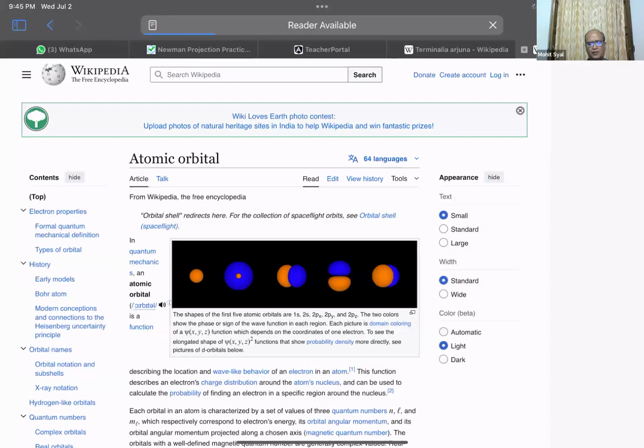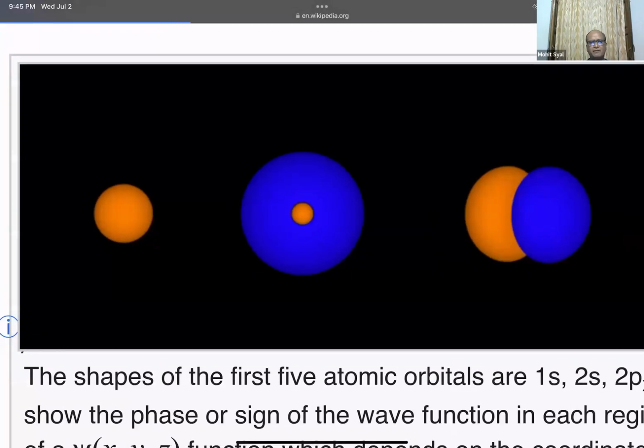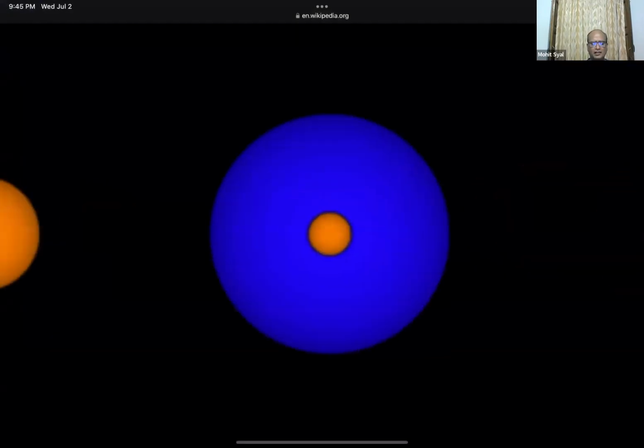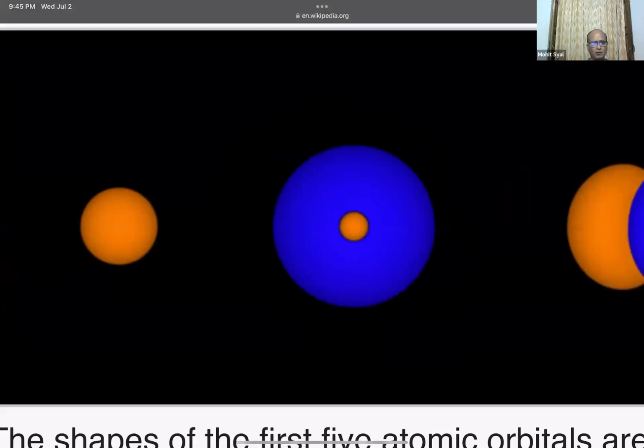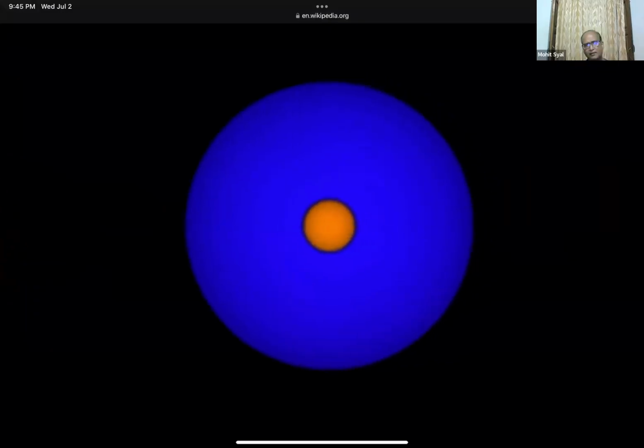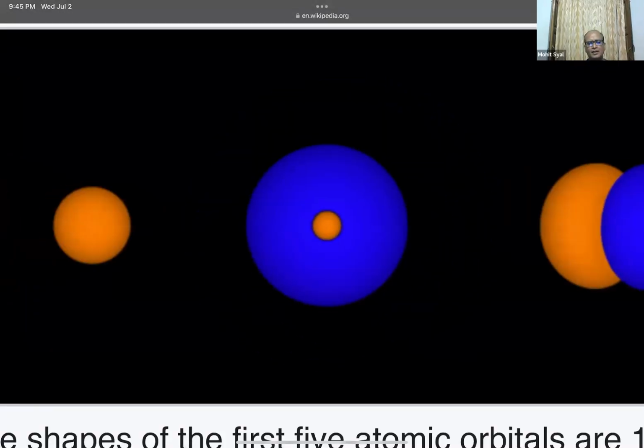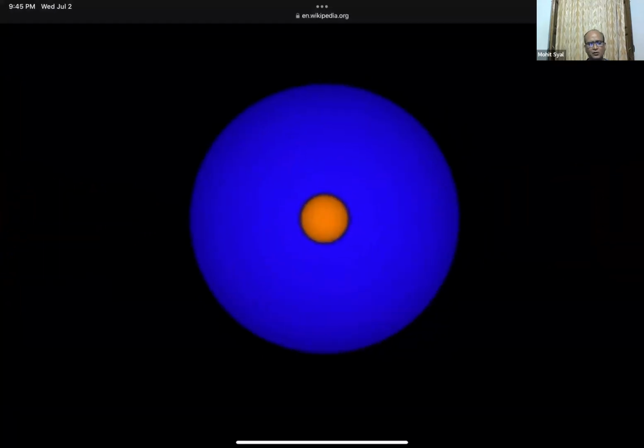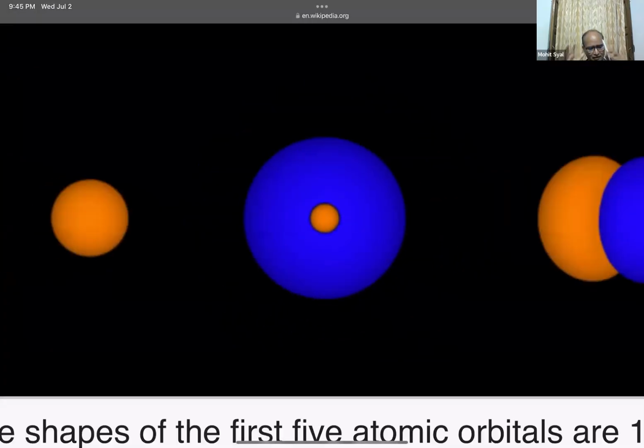Atomic orbitals, right? So you have these kinds of atomic orbitals. What do these different colors represent? You have orange color and this is the whole cloud, but there is a gap also in the middle. This is a wave, and a wave can have a positive value, then a negative value. The different colors, orange and blue, represent different signs of the wave.